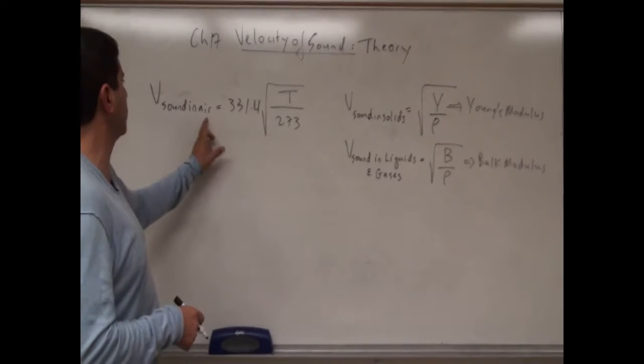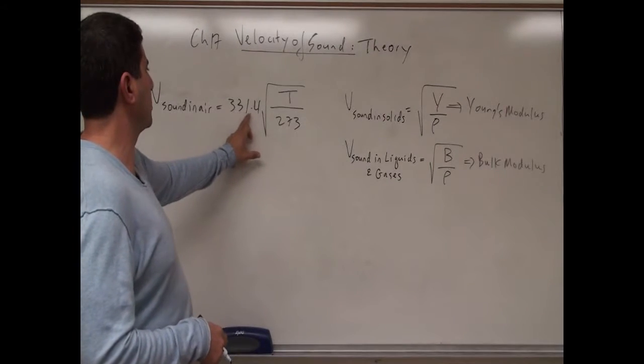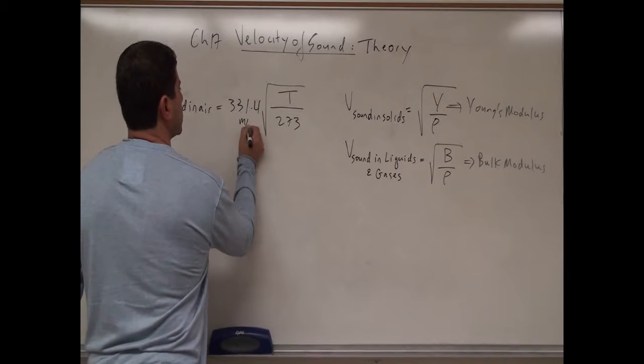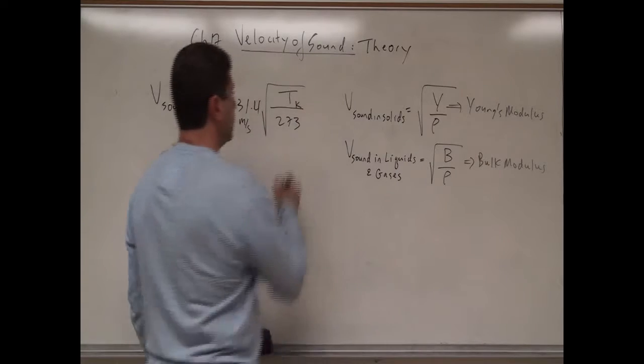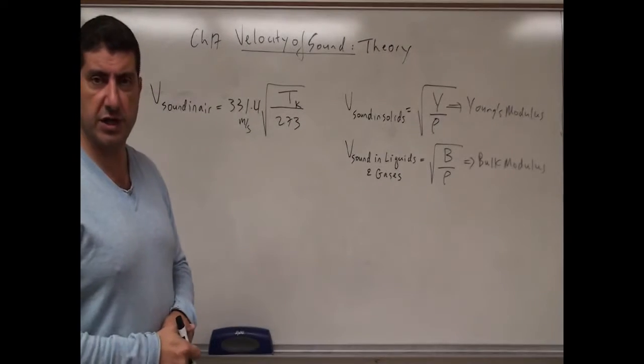So what is this one saying? This one is saying that the velocity of sound in air is 331.4, this is already in units of meters per second. Then square root of the temperature, this temperature is in Kelvin, over 273. So let's see what that means.